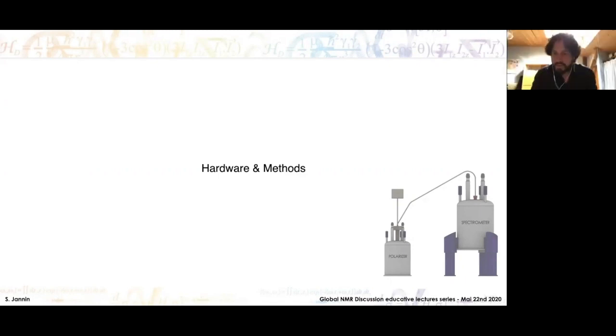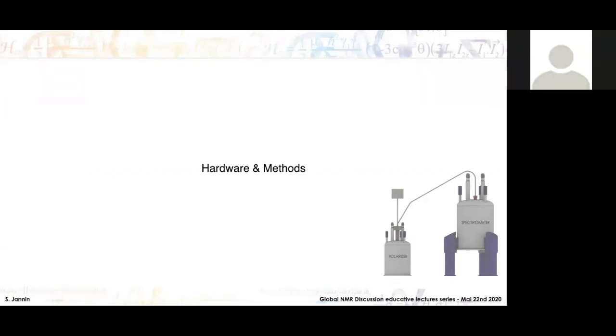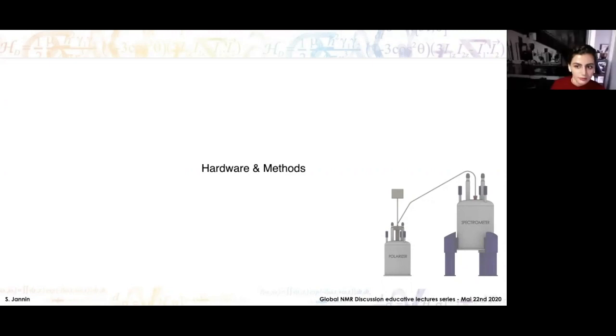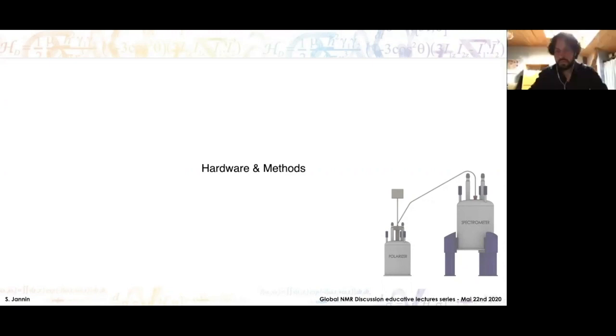Well, I don't really get the question. I mean, you can read the question in the queue, I think, maybe. So when you talk about an enhancement, it's interesting to know, the enhancement is with respect to what? With respect to the DNP condition, we never get an enhancement of 660. We usually get an enhancement of 100 or 200 at low temperature.